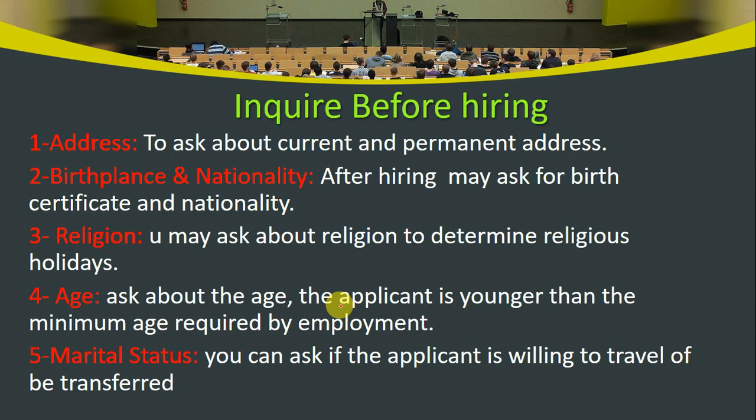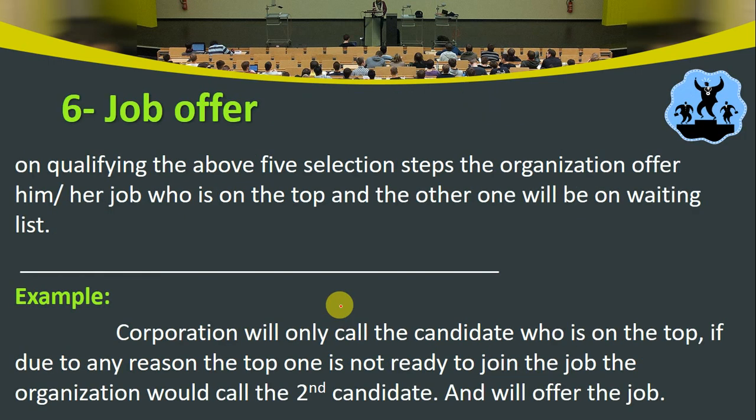ایج سنش چقدر است؟ Applicant is younger than the minimum age required by employment. اگر کم سنش باید سوال کنه بعد از مستخدم شده. Marital status: you can ask if the applicant is single to travel or to be transferred. Marital status حالت مدنیش که عروسی کرده یا نکرده باید سوال شد تا اداره بفهمه که این به دیگه وظیفه میره یا نه. اگر عروسی کرده باشه شاید مشکل باشه چون سرپرست خانه باشه. That's problem. این چیزا رو باید HRM در نظر بگیره.